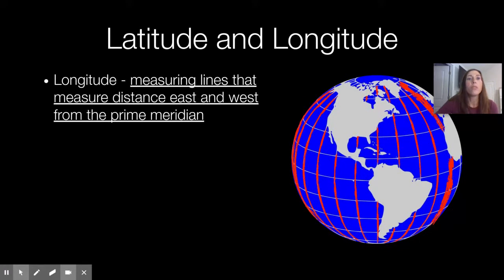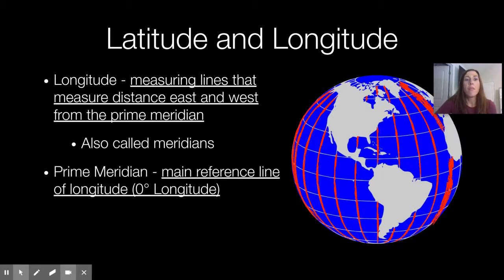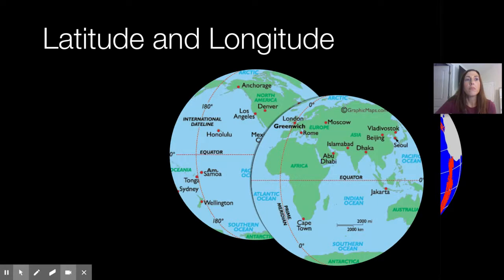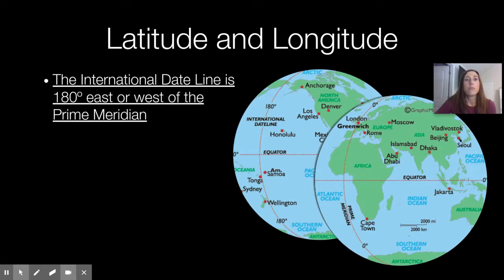Okay. Longitude, on the other hand, are lines that measure distance east and west of the prime meridian. And they're also called meridians. And the main reference line of longitude is 0 degrees longitude, which is the prime meridian. Now, the difference between latitude and longitude is that 0 degrees line does not continue all the way around the globe. So on the opposite side of the globe is the international date line, which is 180 degrees.